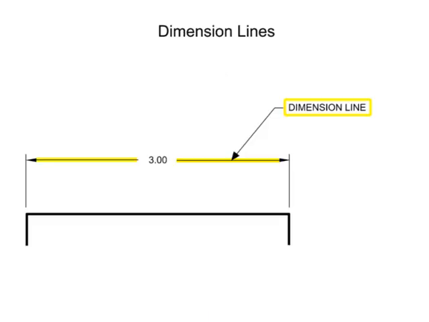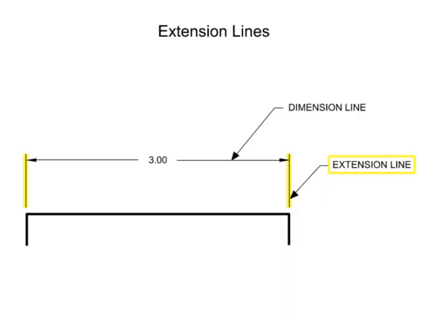Dimension lines typically terminate in arrowheads at each end and include the dimension of the part within the line. They are unbroken except where space is required for the dimension. Extension lines are used to indicate the extension of a surface or to point to a location outside the part outline.